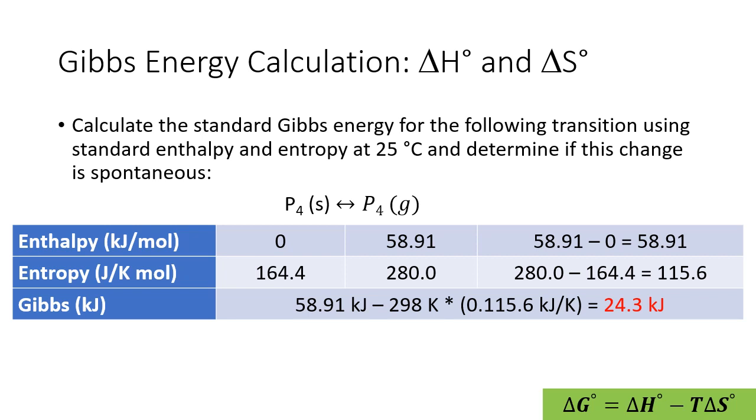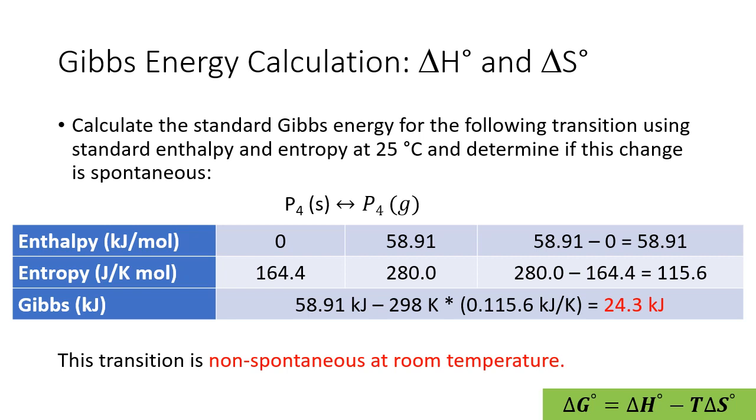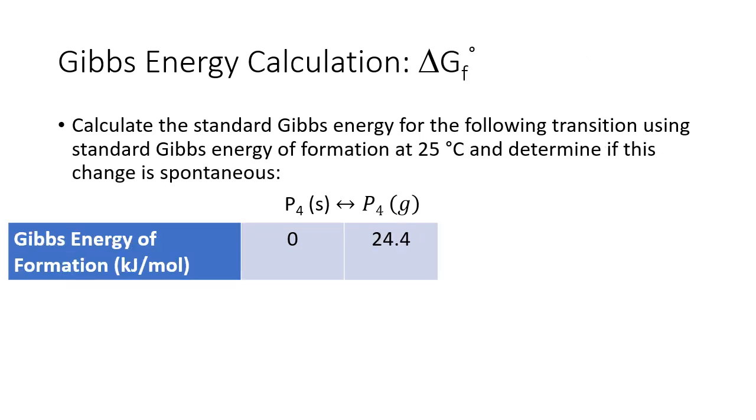Okay, so let's try it the other way. In this case, we're just going to look up the Gibbs energy values from the book at the table. And we have our Gibbs energy for the gas and our Gibbs energy for the solid, which was 0, because that's its standard state at 25 degrees Celsius. And we just do final minus initial. We get 24.4. Again, it's not spontaneous, still agrees.